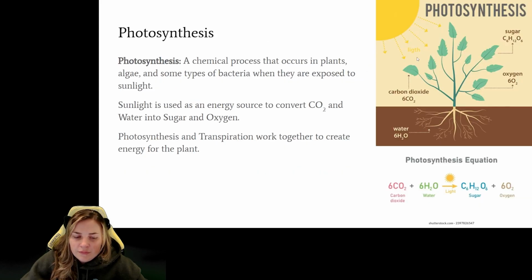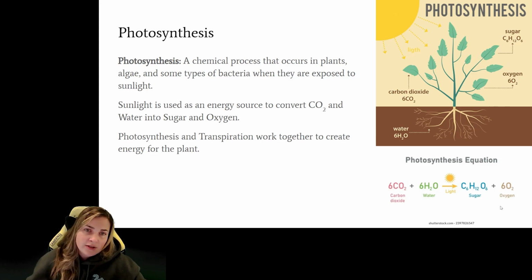Cool. Okay, photosynthesis. Most folks have heard about the process of photosynthesis. It's the process where plants take in carbon dioxide and water, then they use solar light energy to convert that into sugar and oxygen, right? So it's how plants are generating energy reserves through sunlight during the daytime, right? So photosynthesis and transpiration work together to create energy for the plant, right? They just work together.